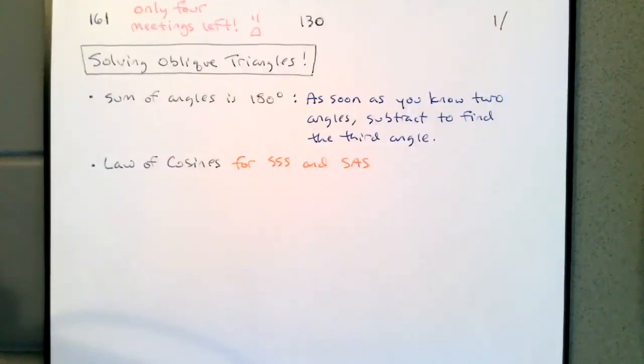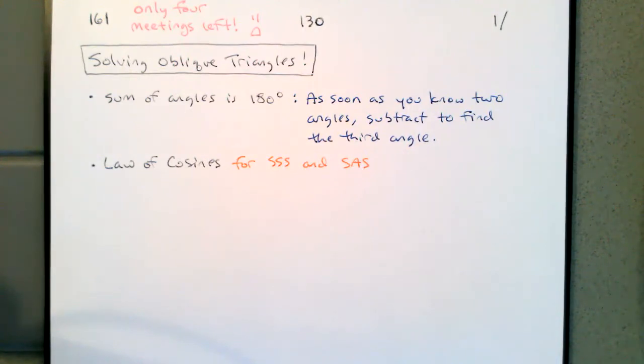Today we want to review the tools that we have for solving oblique triangles. The first rule: the sum of the angles is 180 degrees. The reason I list this first is that as soon as you know two angles, you need to subtract to find the third angle. Our goal is to get more information. The easiest thing to do is just subtract to find a third angle. So that's the first thing that we should always do.